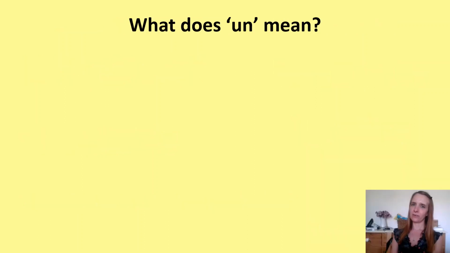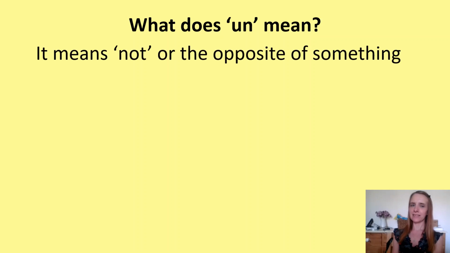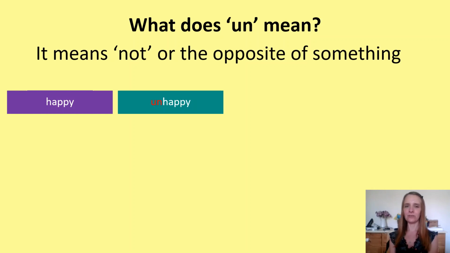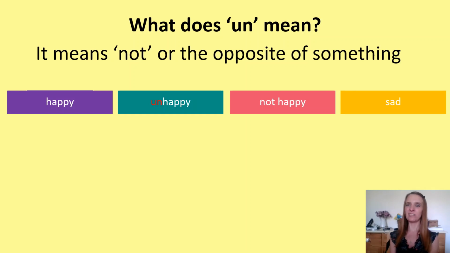So I'm wondering if you know what the prefix un actually means. Have you heard of it before? Well, what it means is not, or it means the opposite of something. So if you hear it at the start of a word, it's going to mean not something, or it's going to mean the opposite. So let's look at some together. So if I had the word happy, what would happen if I added un at the start? Well done if you said it would become unhappy. And unhappy means not happy, or it means you're sad.